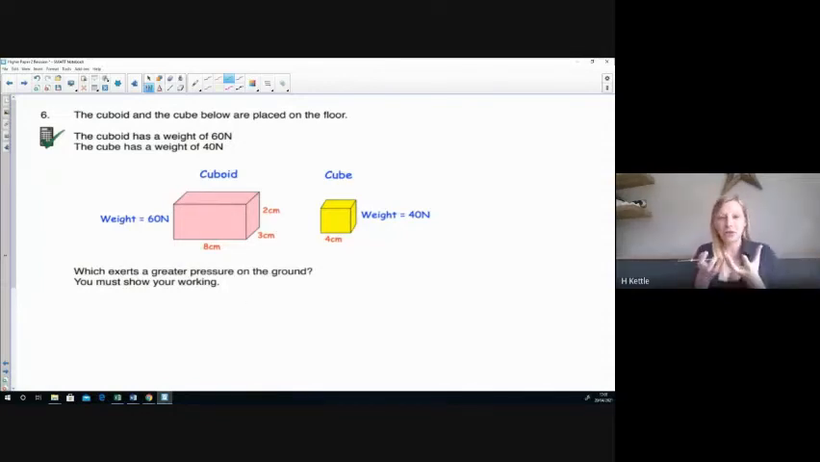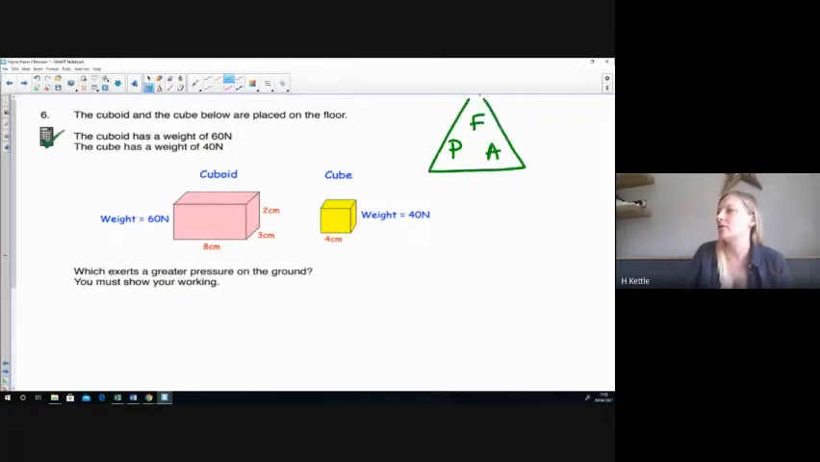So we are going to have to look at the area of the face that is on the floor. That's going to be where that pressure is being given through. So for this, we need the pressure formula. Now, pressure, force, area is the triangle we need. So a little bit like the density one that we did on today's exam. Pressure, force, area.